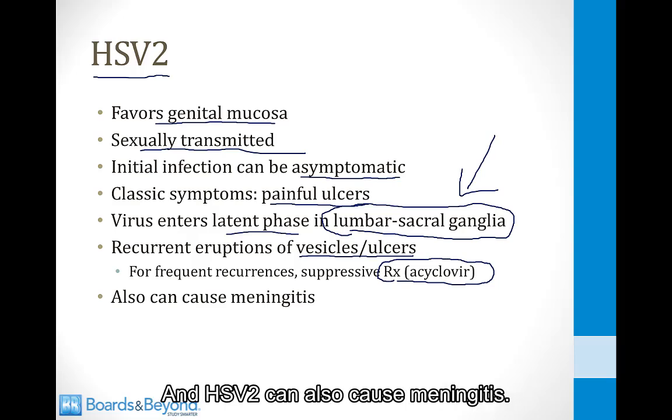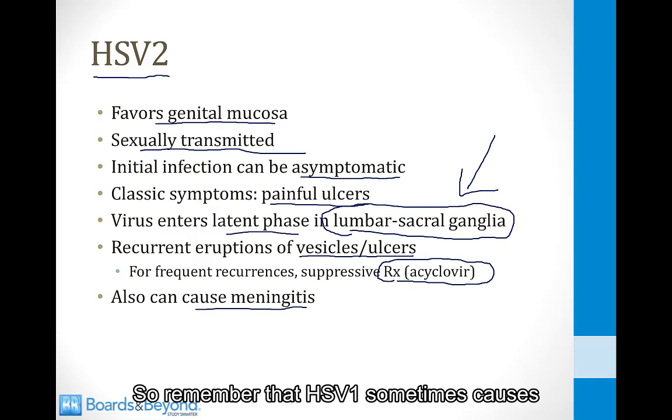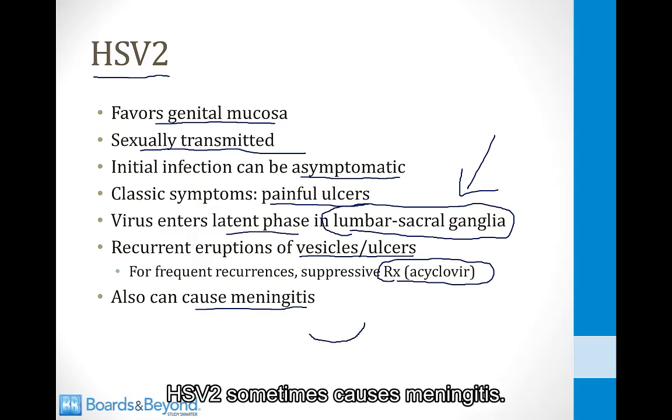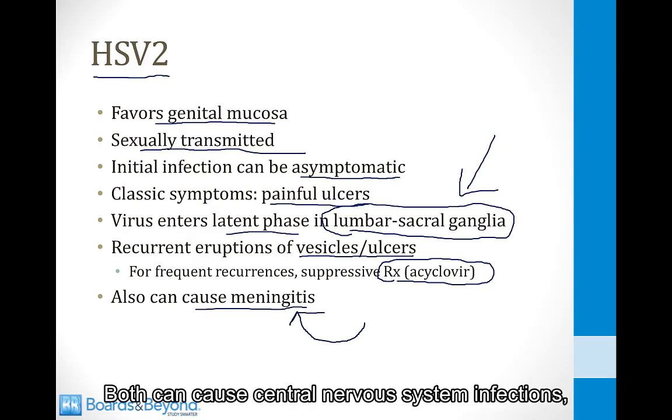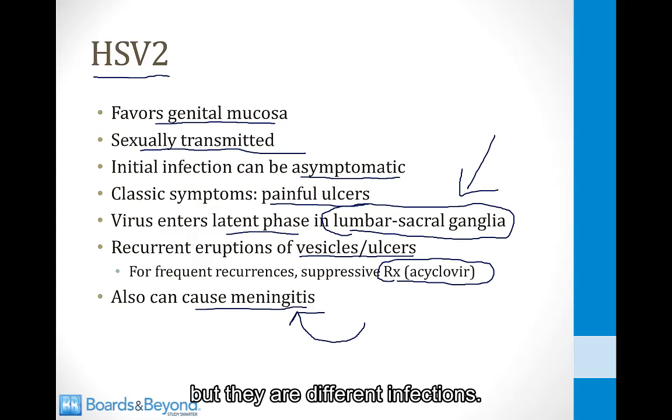And HSV2 can also cause meningitis. So remember that HSV1 sometimes causes encephalitis of the temporal lobes. HSV2 sometimes causes meningitis. Both can cause central nervous system infections, but they are different infections.